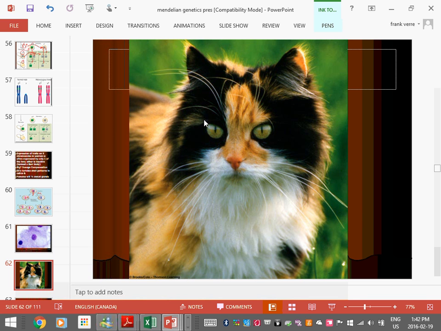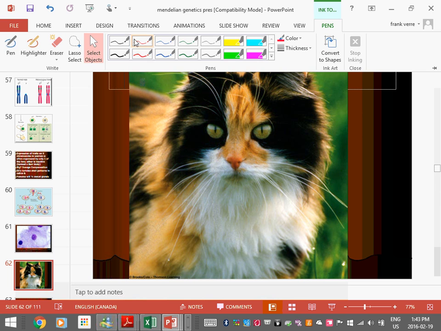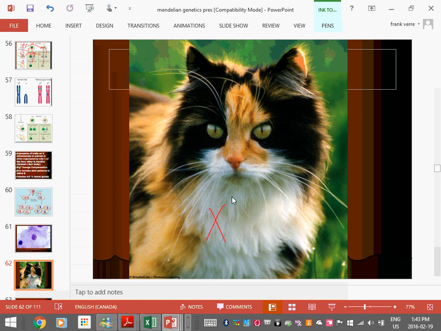So this cat was heterozygous. The genes for black and orange are sitting on the X chromosome. So she had 1 copy for orange. I'm going to say X orange, X black. Okay? So it's heterozygous. So how do you explain the black and orange pattern?